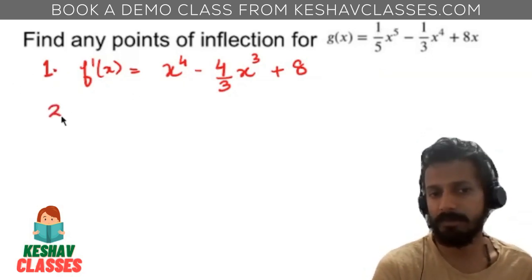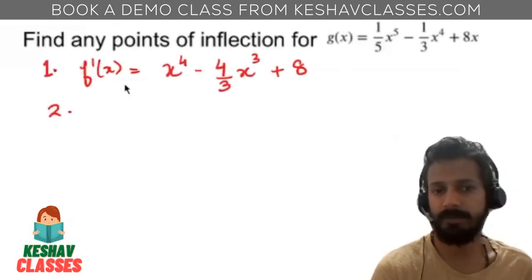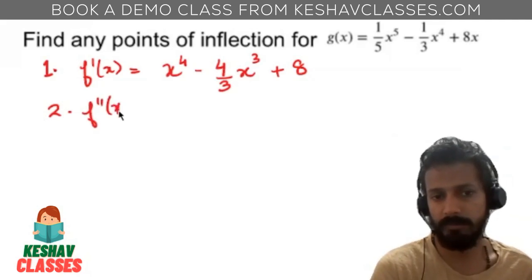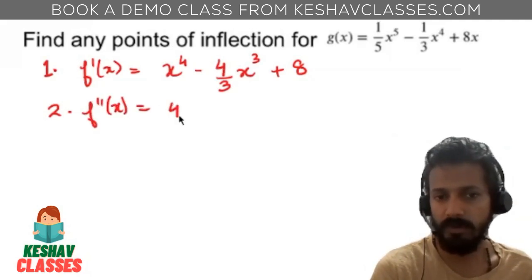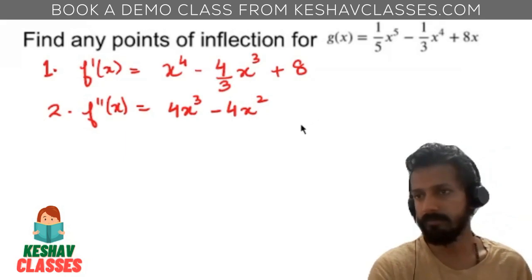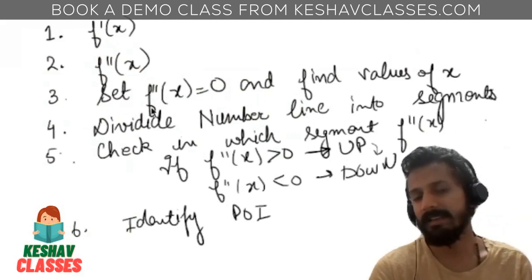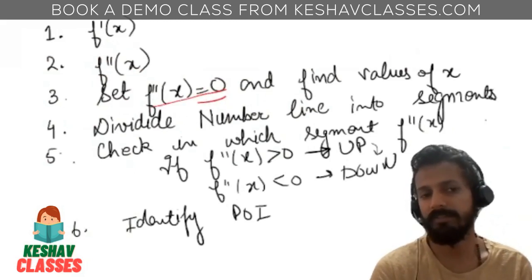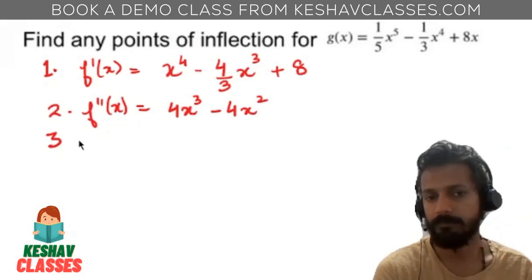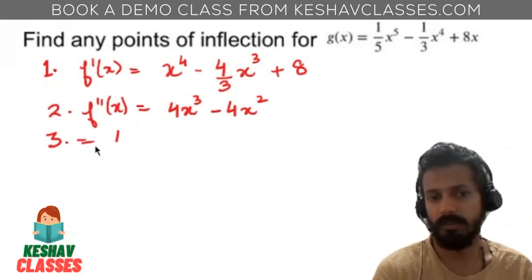Then the second step is find the derivative of this derivative. So you do a double prime, and this becomes 4x cube minus 4x square. That's it. And the third step is set this double prime equal to 0 and find values of x. So you put this double prime equal to 0.